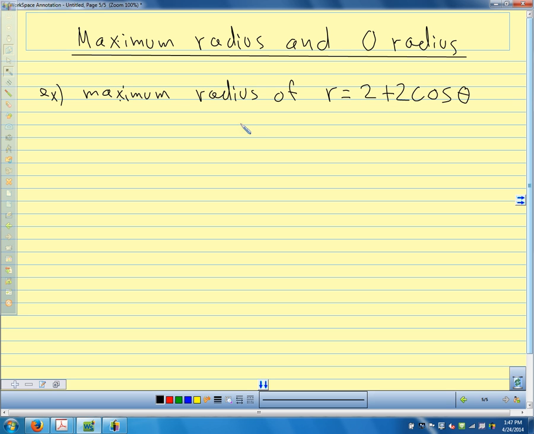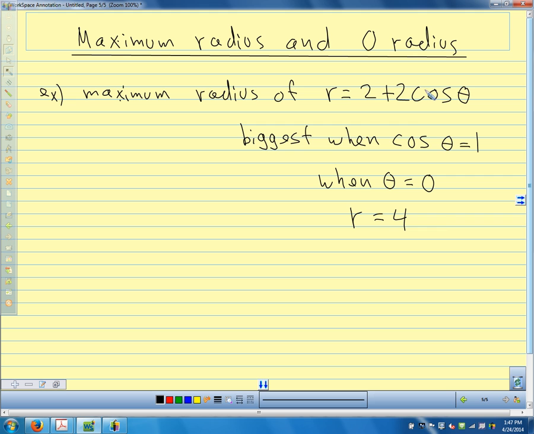So this is going to be the biggest, largest, when cosine theta equals 1. When is cosine theta equal to 1? Theta equals 0. When theta equals 0, cosine theta equals 1. And when cosine theta equals 1, r equals 4.